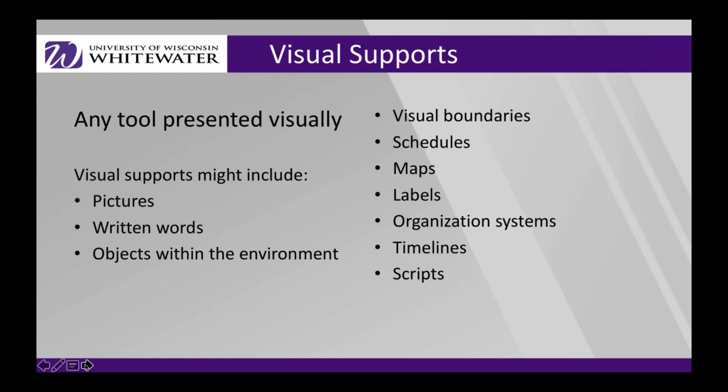Another key support for students on the spectrum is the use of visuals to help clarify information and promote comprehension. Students with ASD tend to be visual learners, and visuals can take many forms and should be developed based on the student's needs and preferences. So they might include pictures, written words, objects within the environment, visual boundaries or schedules, maps, labels, organization systems, timelines, scripts.